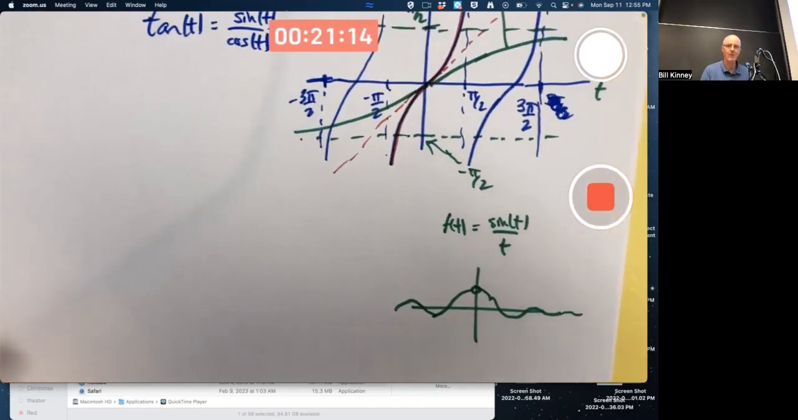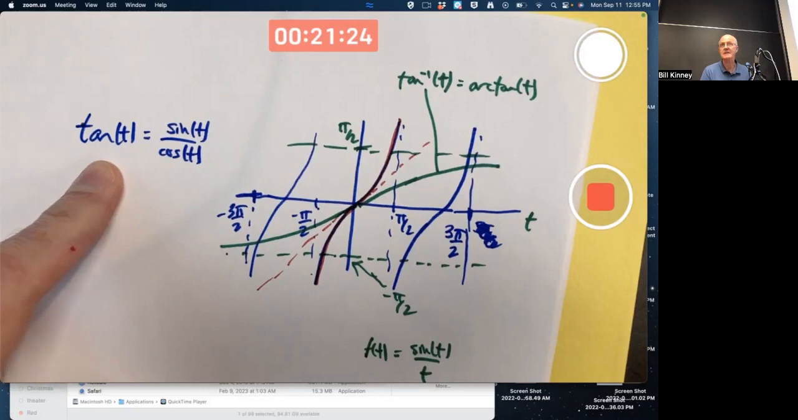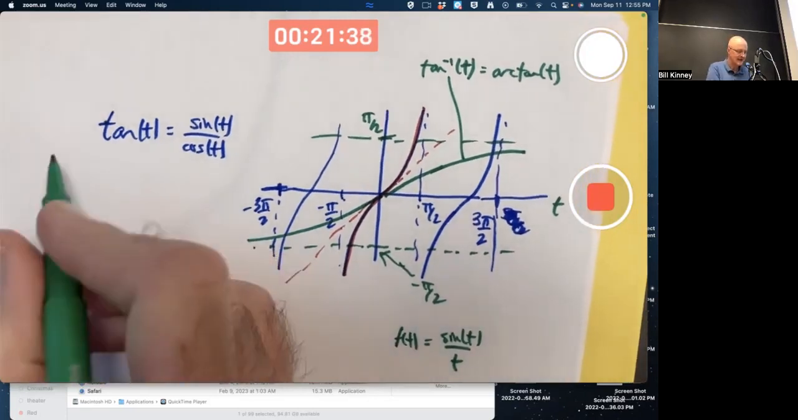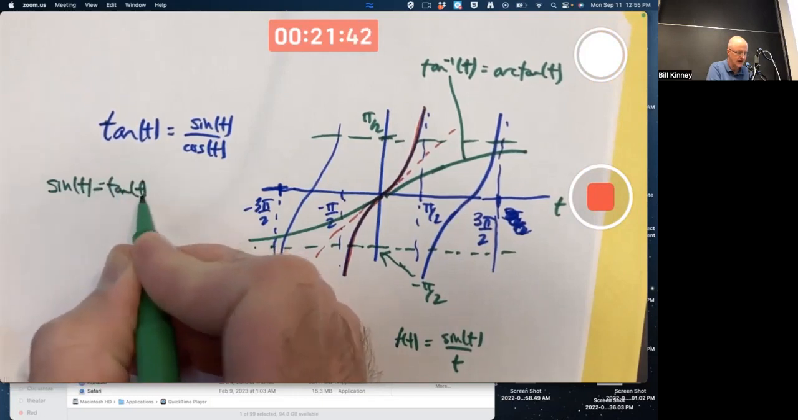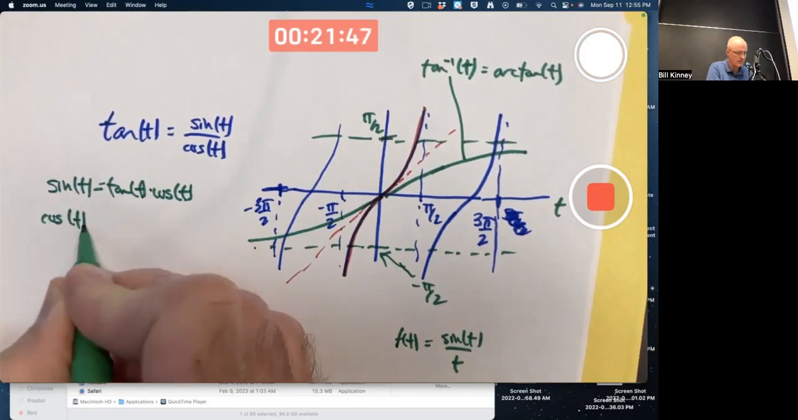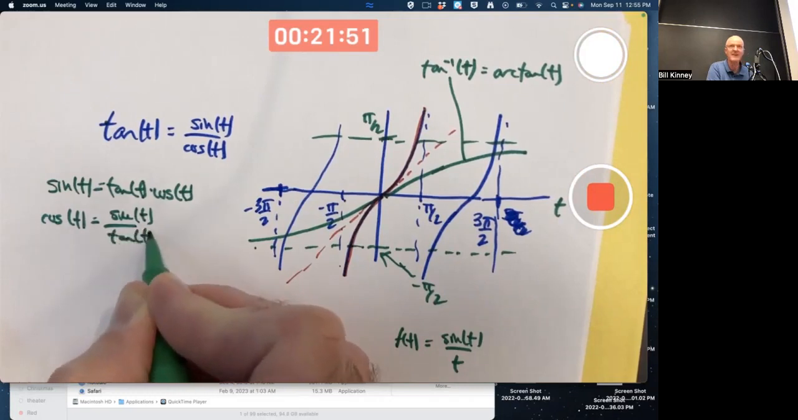Question? So if tangent of t equals sine of t over cosine of t, then sine of t would be tangent of t times cosine of t. Just multiply both sides by cosine of t. You'd have to multiply both sides by cosine, and then divide both sides by tangent to solve for cosine. Sine of t is tangent of t times cosine of t, and cosine of t would be sine of t divided by tangent of t. You've got to do the algebra correctly.